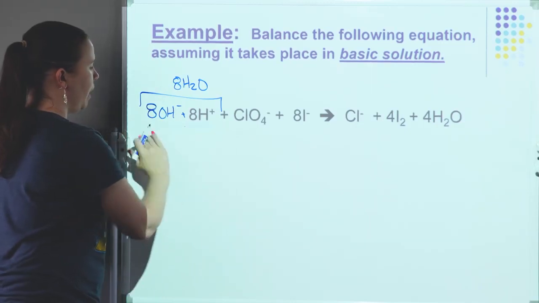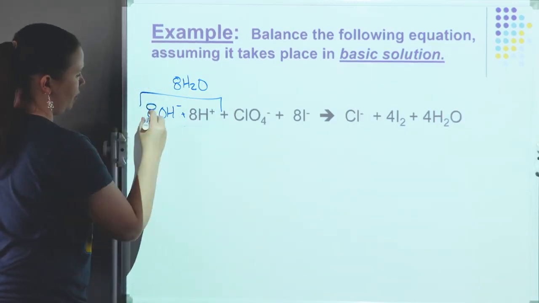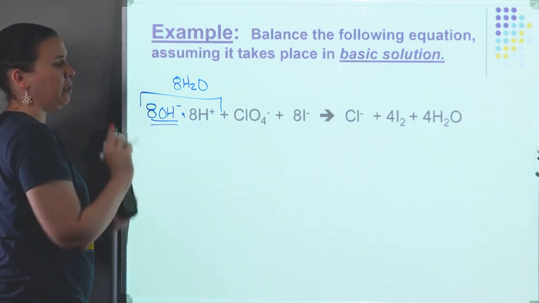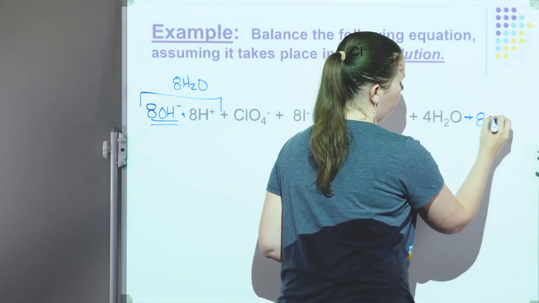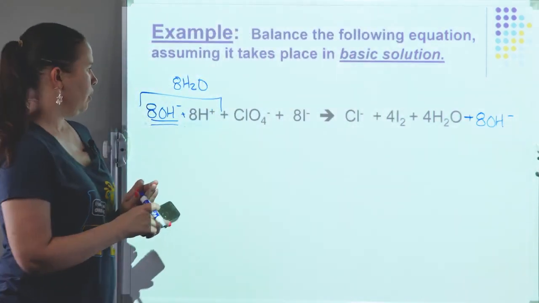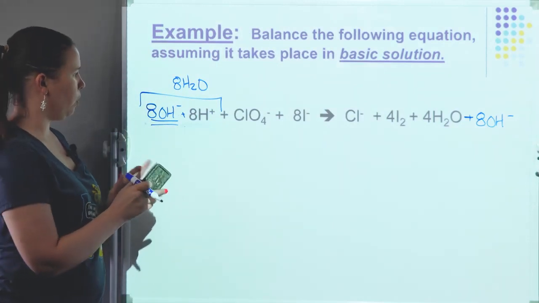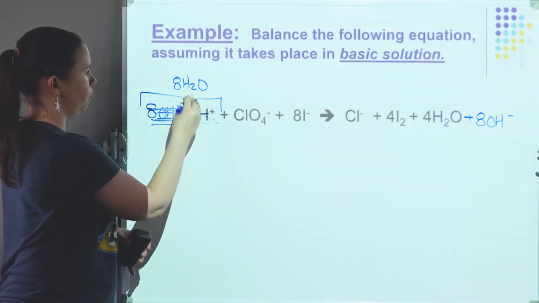Now that I know how many hydroxide ions I have, I'm going to add that same number of hydroxide ions on the other side. This is what's going to end up making this a basic solution. Now, we do have to watch out for the water canceling, remember. So my hydrogens and hydroxides combine to form water.